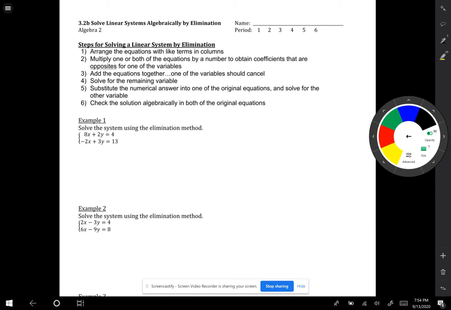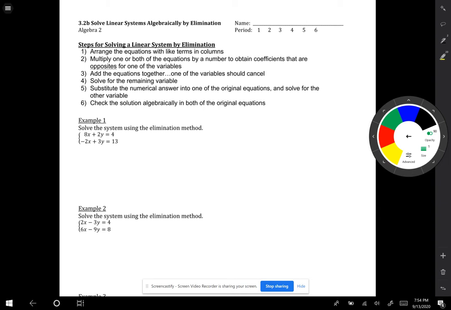And again, I'll read the steps to you, and I'll go look at example one and show you what the steps look like. So, step one, arrange the equations with like terms in columns. Basically, in that step, you have to put each equation in ax plus by equals c form, so standard form. If you look at example one, notice on the right side is a single number. That's what you want. So, that is in standard form.